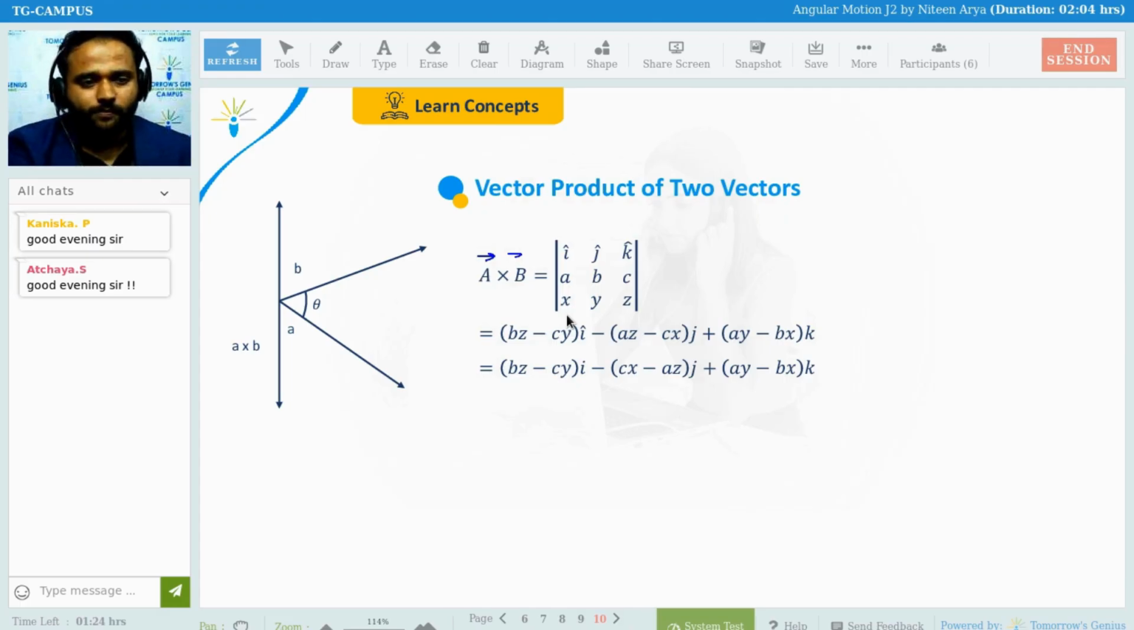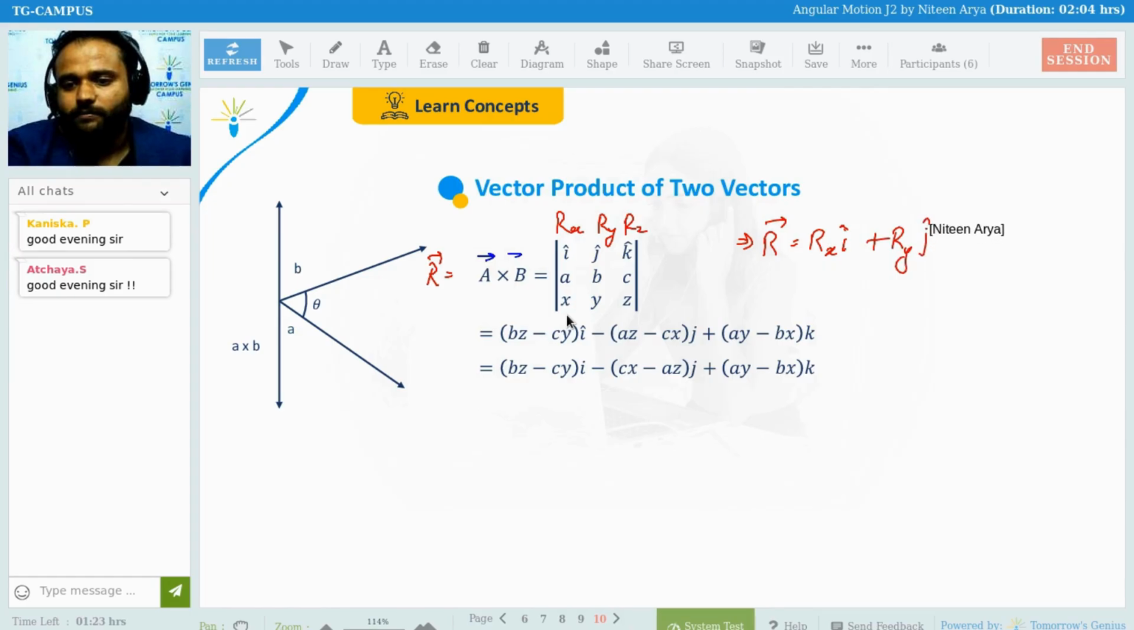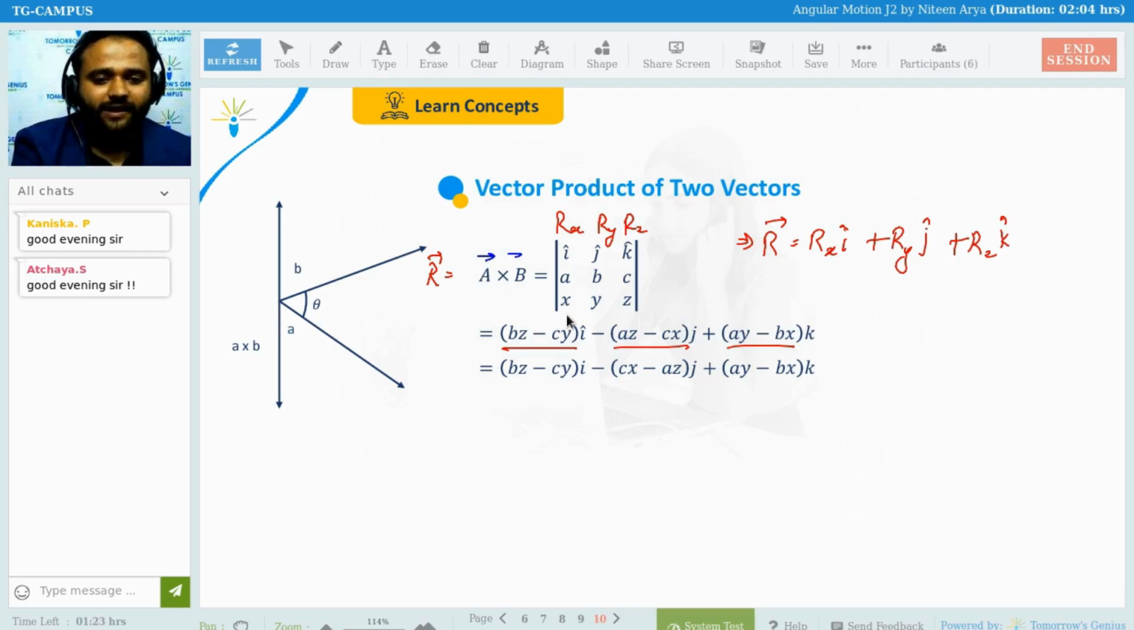Whenever we are finding the i component or x component, suppose this is the resultant vector. So this resultant vector has Rx, Ry, Rz. Clear? How can you write the resultant vector? Rx i plus Ry j plus Rz k, isn't it? In this way you can write. So this thing is Rx, this thing is Ry, this thing is Rz. As simple as that. So to find Rx, how can you find it? It is also very simple.